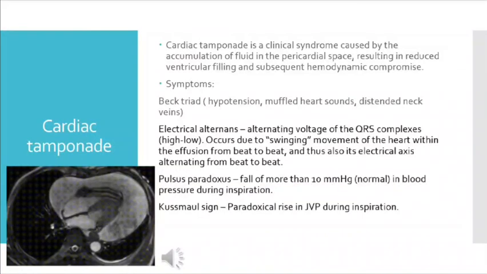You can see electrical alternans, which is an alternating voltage of the QRS complex, and that occurs due to the swinging movement of the heart within the effusion from beat to beat. And you can see that on the bottom left. You can also see pulsus paradoxus, which is a fall of more than 10 millimeters of mercury in blood pressure during inspiration. You can also see Kussmaul's sign, which is a paradoxical rise in the jugular vein pressure during inspiration.